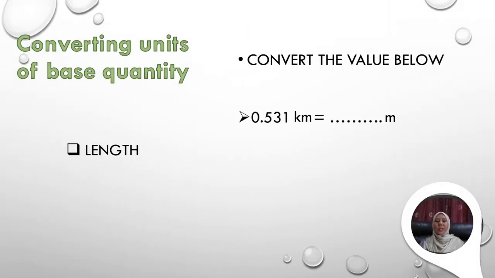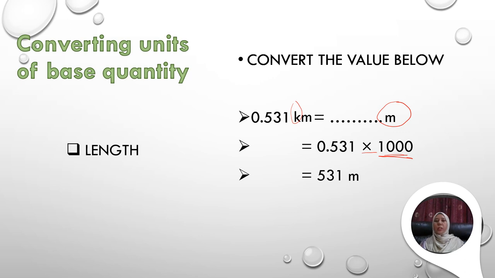Length, let's say you have 0.531 kilometer and the question wants you to convert into meter, from prefix kilo to no prefix, meter. Base quantity with no prefix. So what you do is you multiply the value by the value of the prefix. The value of kilo is 1000. So you multiply by 1000. Then you get your answer.